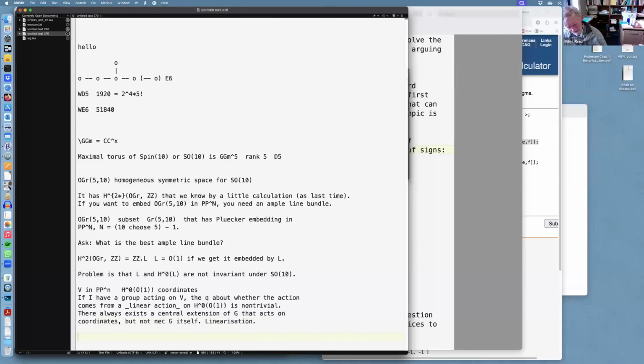Yeah, so what's happening here is that I've got a beautiful line bundle, what I've been talking about for the whole lecture, namely the thing that takes OG 5,10 into P 15. Right, so with this number 16. Right, so 16 is quite a lot smaller than this number.